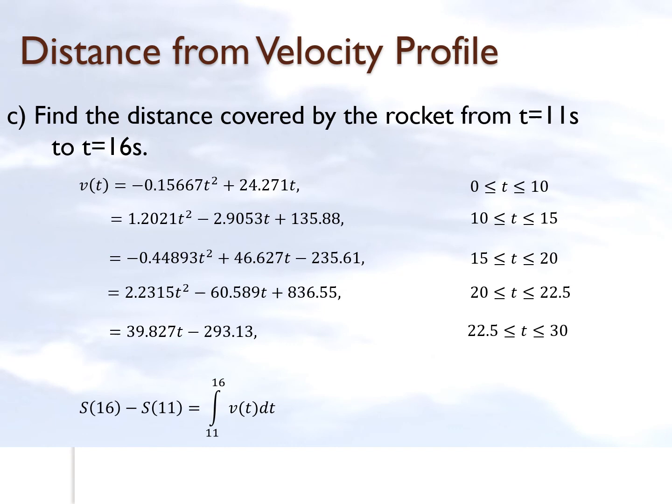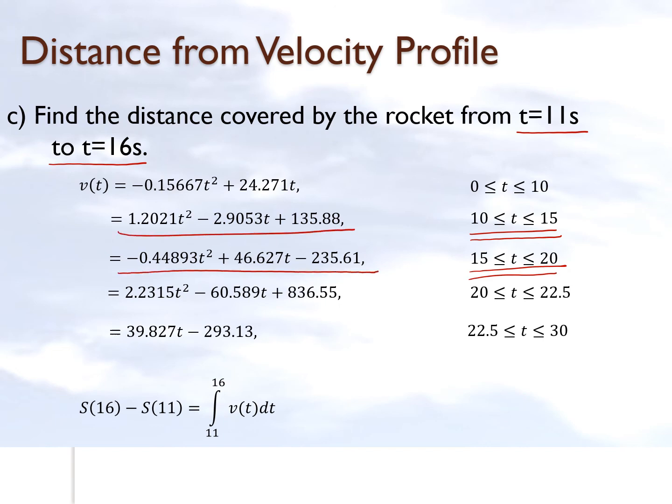Let's look at the last part, which asks: can you calculate the distance covered by the rocket from 11 to 16 seconds? Again, you'll have to choose the proper quadratic or quadratics to do this problem. If I want to go from 11 to 16, part of it is in this domain and part of it is in this domain. That means you'll have to use this quadratic as well as this quadratic of the quadratic spline. So the integral has to be broken from 11 to 15 for the first spline, and then from 15 to 16 for the next spline.